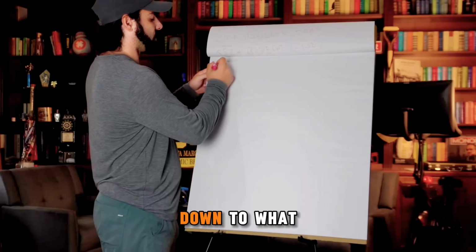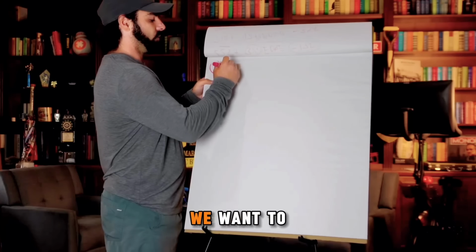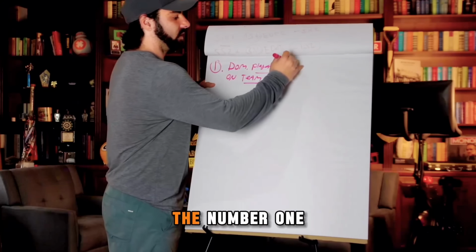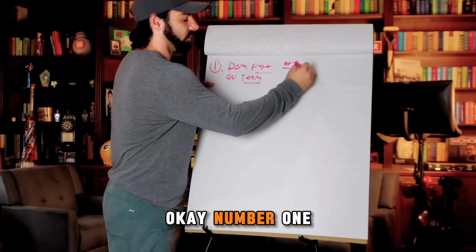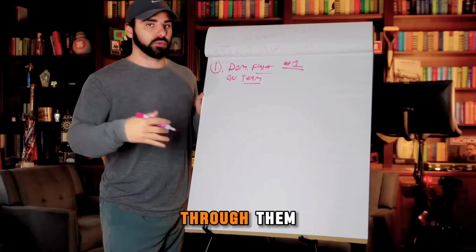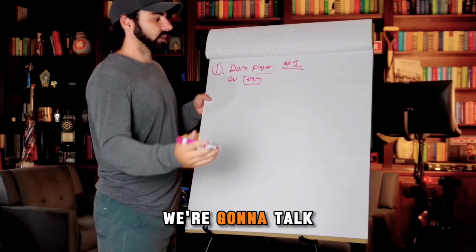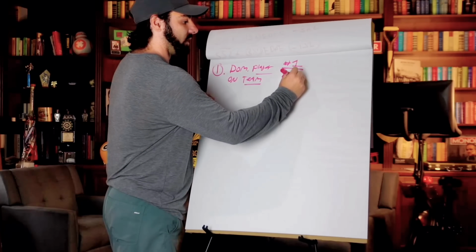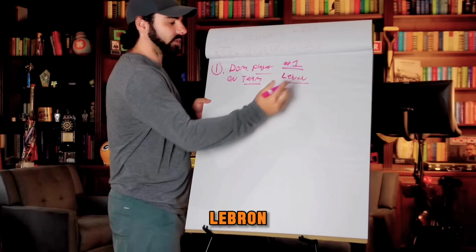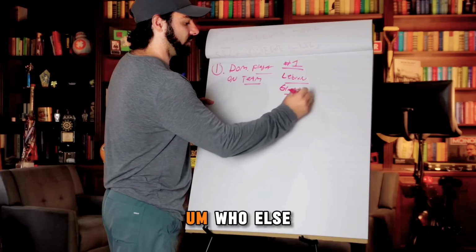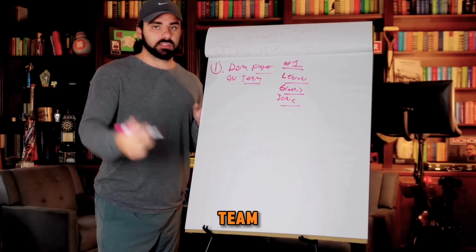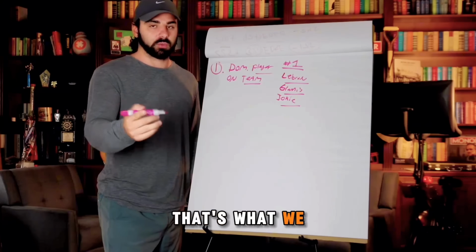All right, so let's get down to what the first thing we're going to look for is. We want to identify the dominant player on the team. So that means the number one option. Number one option on the team means they're the ones that control pretty much the offense and it runs through them. So, for example, players like LeBron, obviously. I mean, maybe not right now, ish, but players like LeBron, Giannis, who else? We got Jokic, players like that. Your number one options on the team, the offense is going to run through them. That's what we want to focus on first.